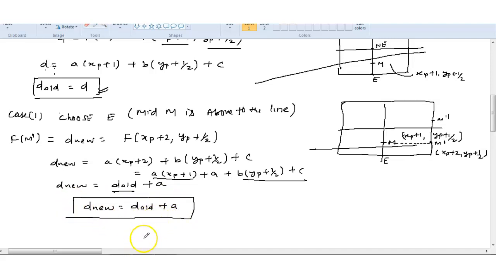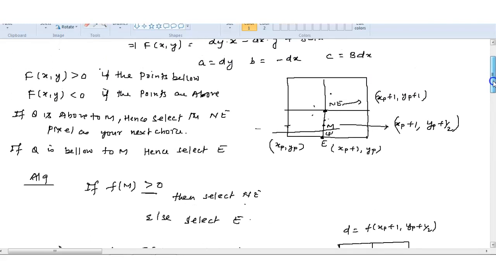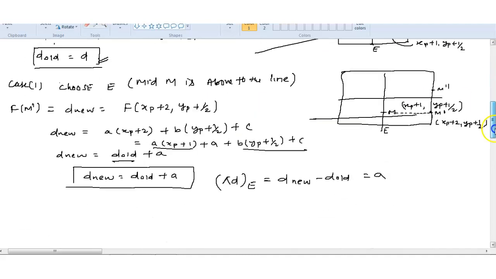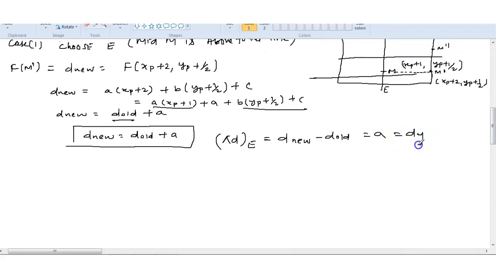So what is the difference? We have got it here. The difference of d in the east case will be d new minus d old, which is a. And what is a here? A is dy, so we can write this as dy. And now we'll update the d new value with d old plus this difference, which we got for this case.